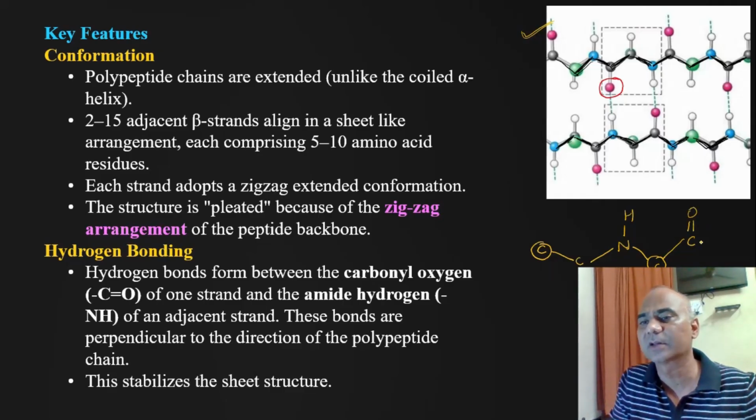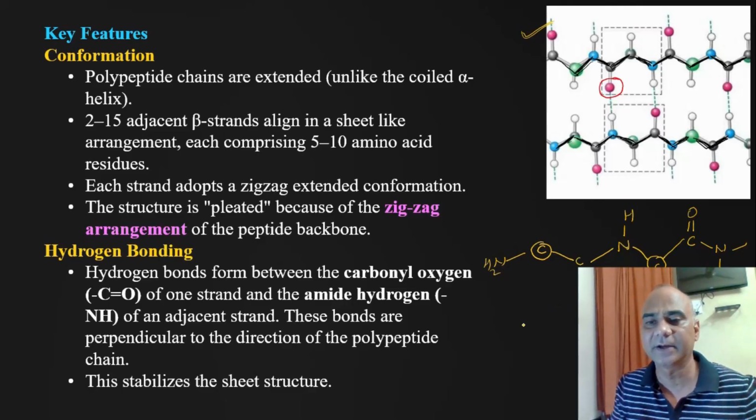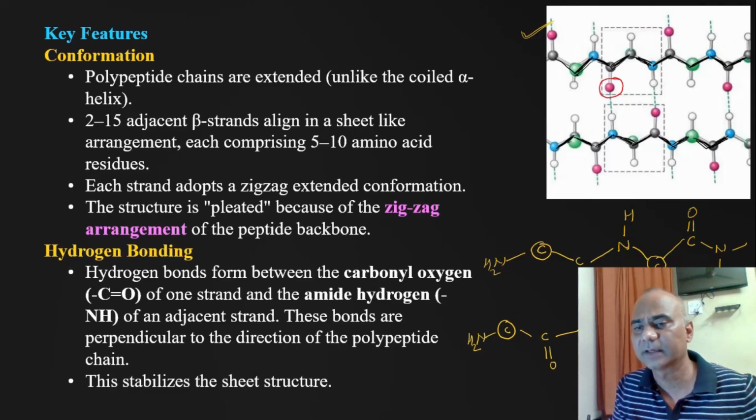This is the carbonyl oxygen and the amide. This is the polypeptide chain; the polypeptide chain acquires a zigzag structure. And similarly, if I draw another polypeptide chain, here I can make another one. This is the carbonyl oxygen, this is the nitrogen and the hydrogen, and this is a carbonyl oxygen, and this is the NH2. Here I am drawing another polypeptide chain in this structure.